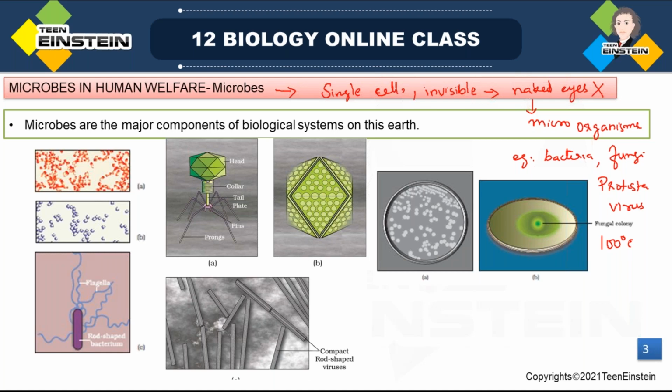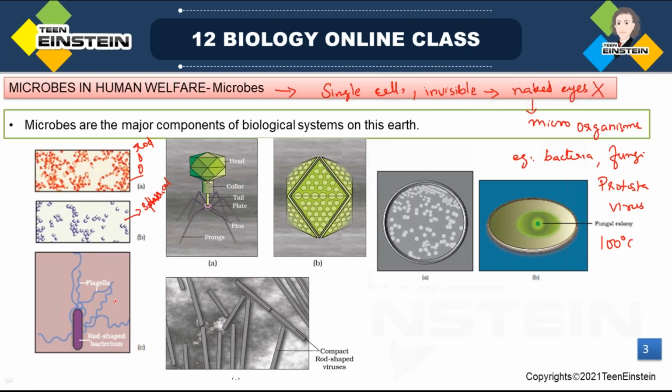Here you can see the organisms which I have marked here. These are bacteria. So we have learned about different types of bacteria with different shapes. Here you can see these are rod-shaped bacteria. Then this is spherical shape, rod-shaped, and this is spherical shape.